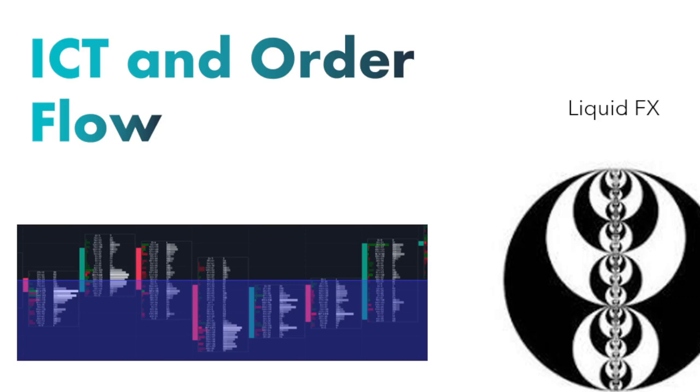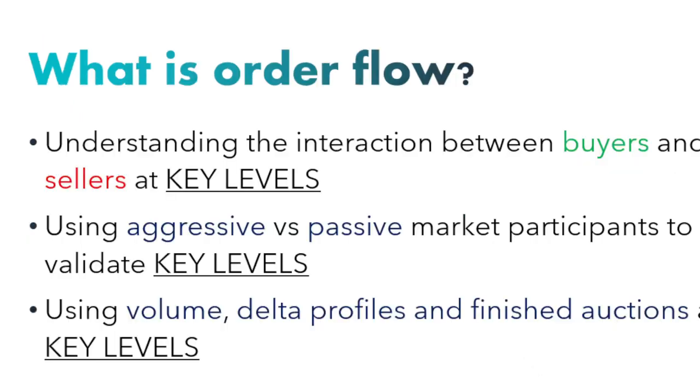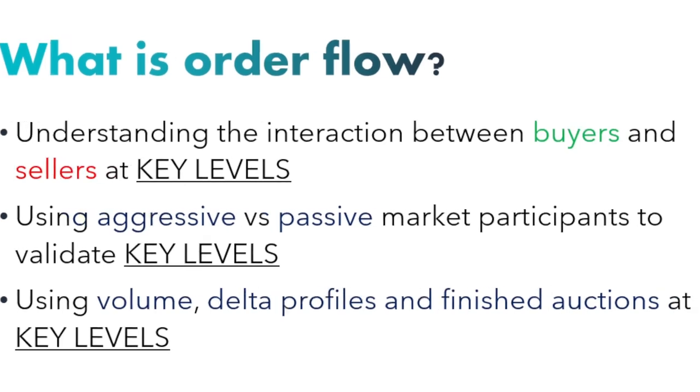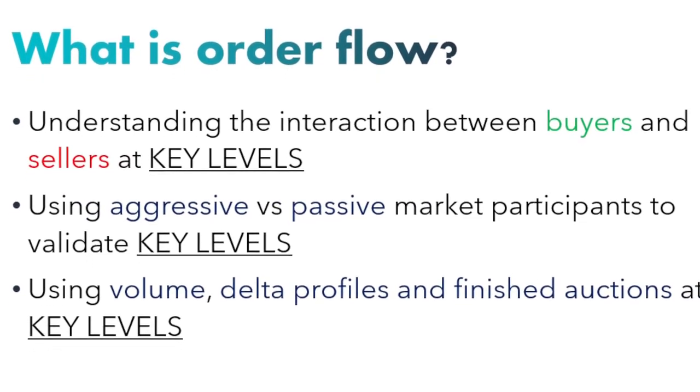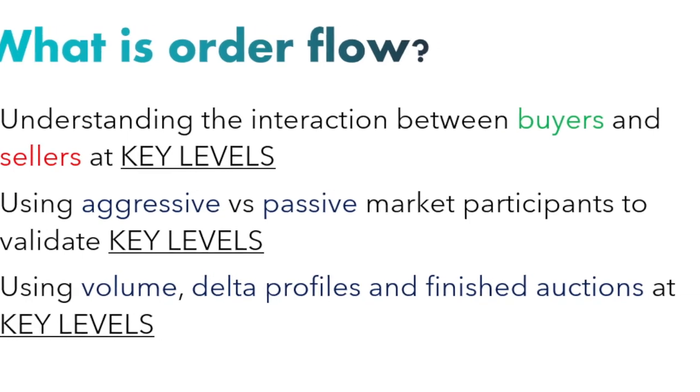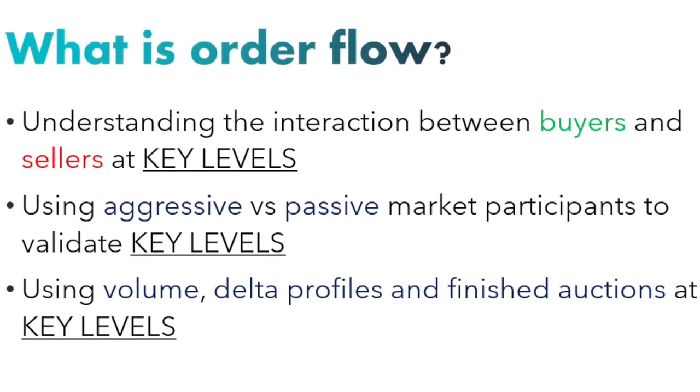And what do I mean by order flow? So what is order flow? Order flow itself is understanding the interaction between buyers and sellers at key levels. We're going to be understanding what we mean by an aggressive participant versus a passive participant at key levels. And we're going to be using things like volume, delta, and finished versus unfinished auctions at key levels.